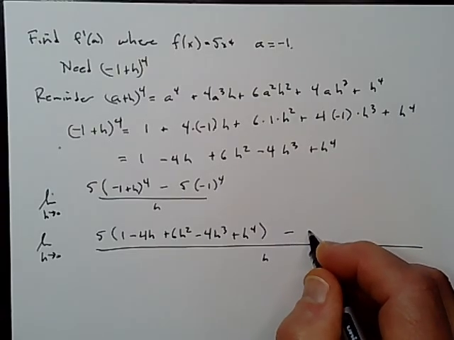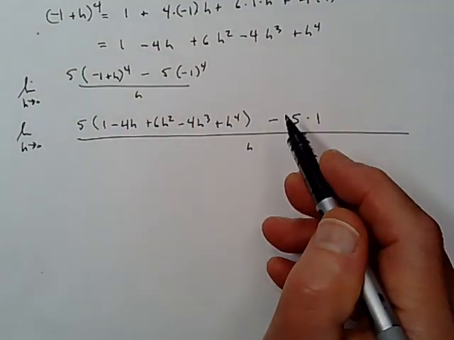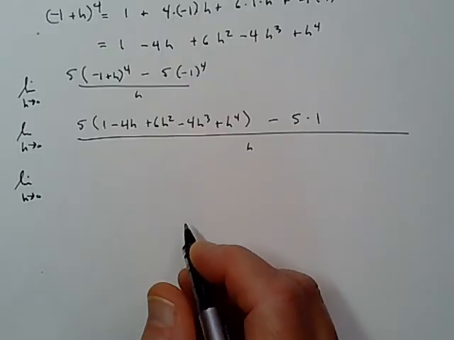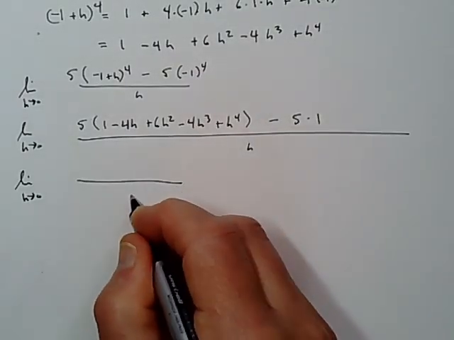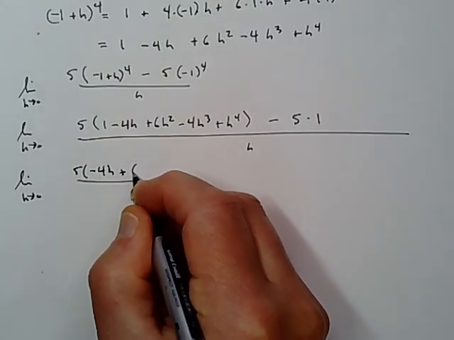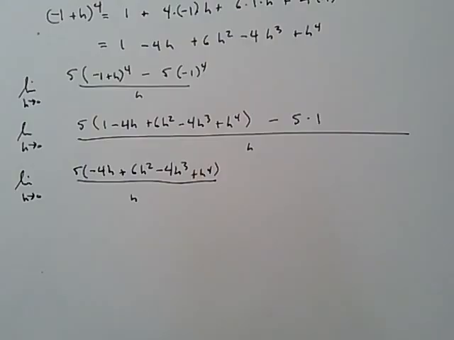Take away 5 times 1. And the pattern we've seen so many times here is that there's a plus 5 times 1 and a minus 5 times 1, so it cancels. And in particular, all of the terms in what's left have an h. So we've done this a number of times now. We're starting to be able to say, aha, this is one of those. Limit as h goes to 0 of, cancel the 5 times 1, and you're looking at over h, 5 times minus 4h plus 6h squared minus 4h cubed plus h to the fourth. You could bring the 5 in, leave the 5 out, doesn't make any difference.